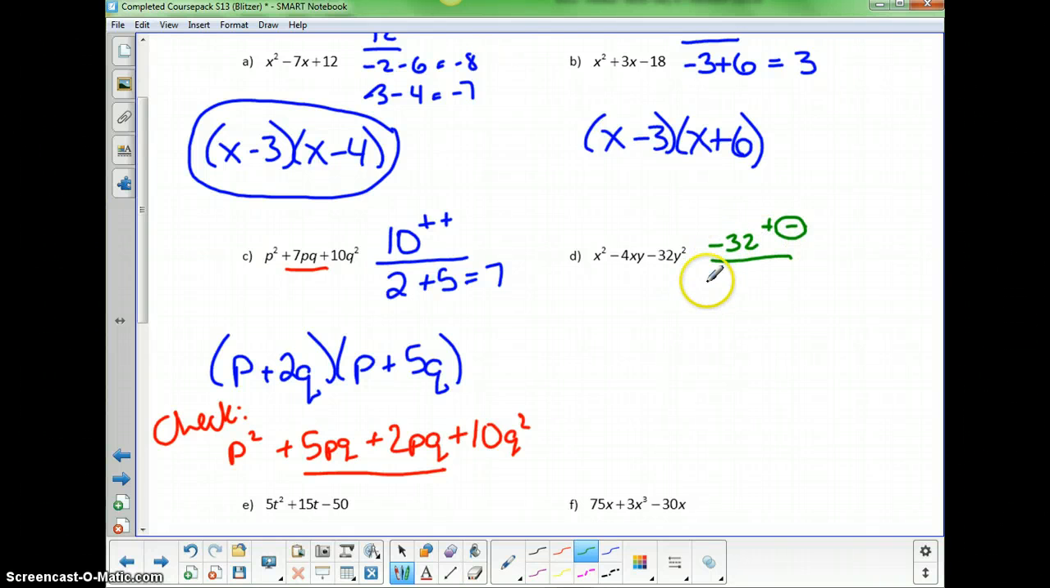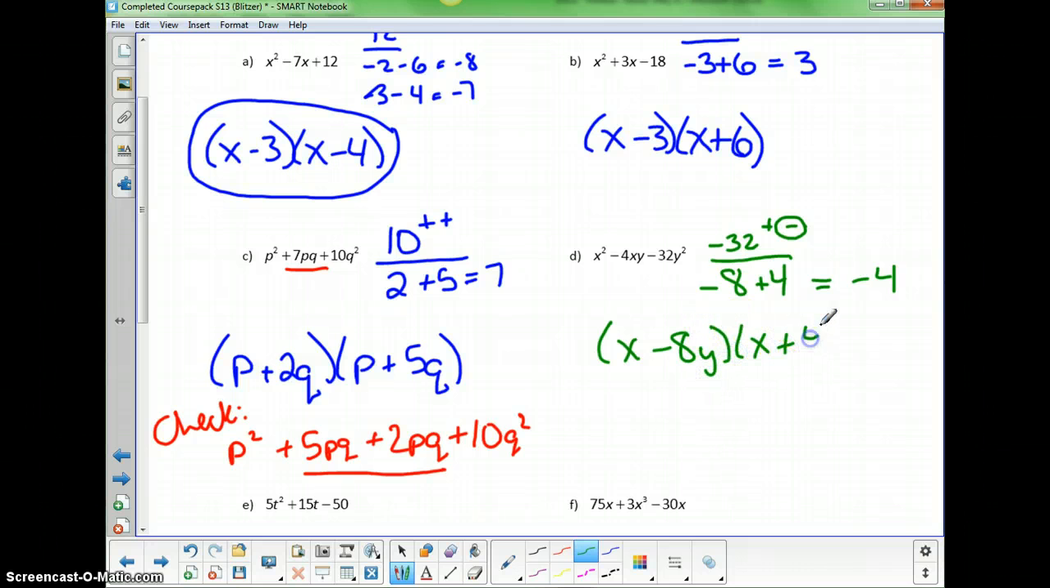Alright, so 32 is 8 times 4. Alright, and we said the negative one needed to be the larger, so it would have to be a negative 8 and a positive 4, and that does give me a negative 4. So when I factor this, it'll be x minus 8y and x plus 4y. Again, we needed this to have a y at the end because I have a y squared at the end. And when I multiply my middle terms together, it will correctly give me xy terms.